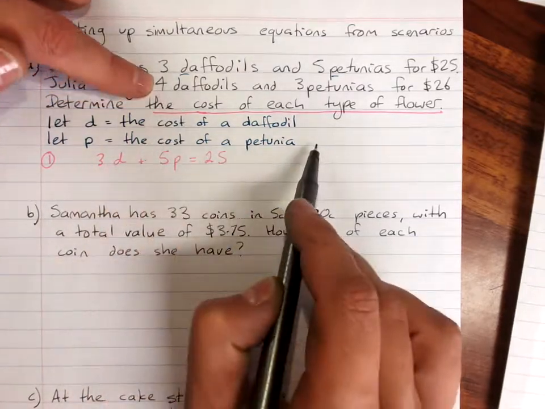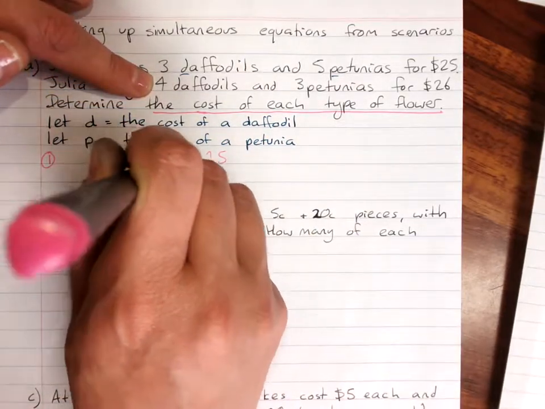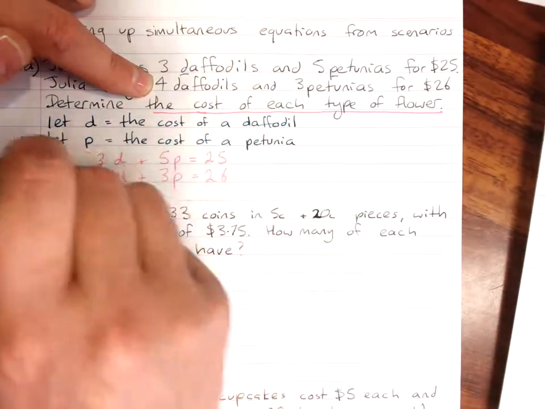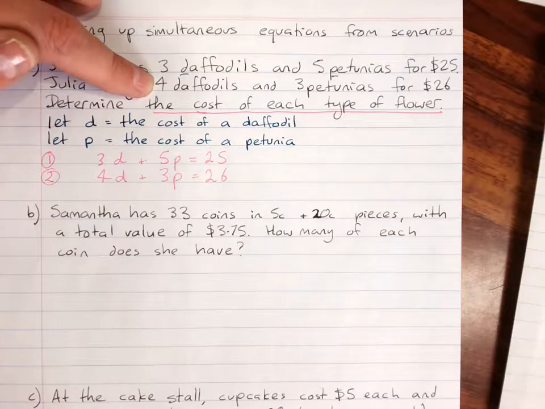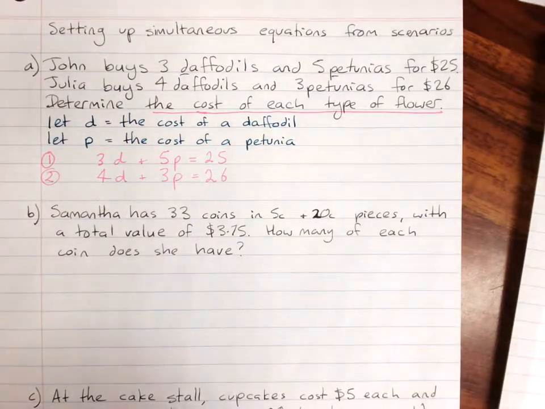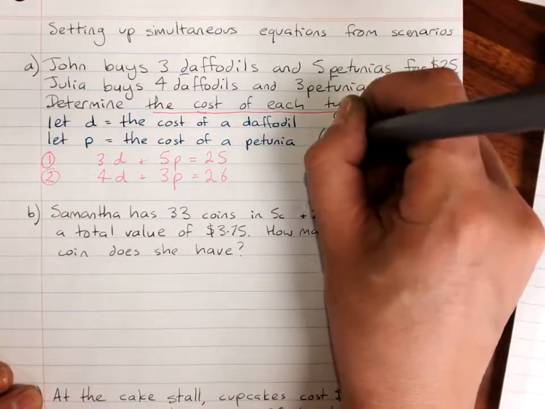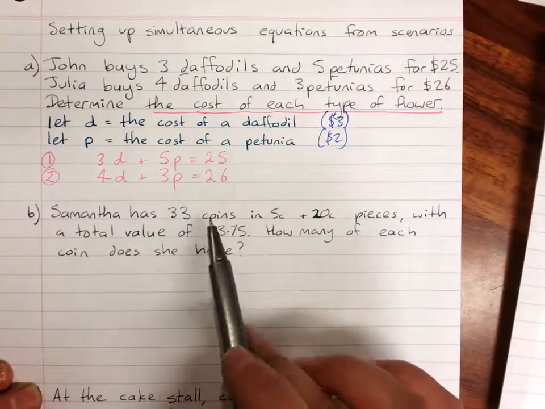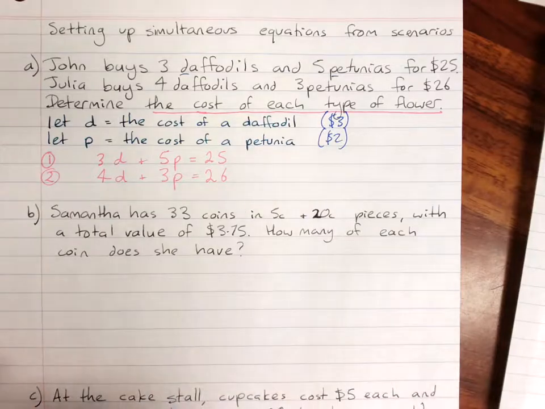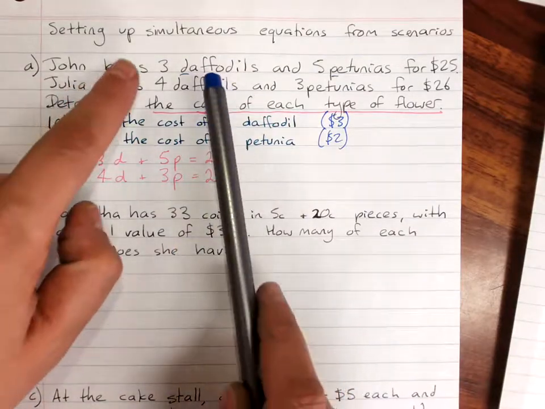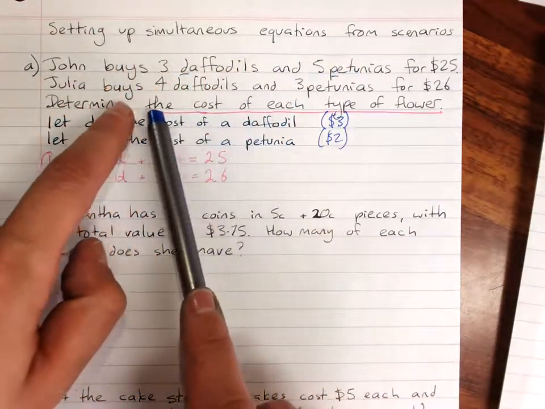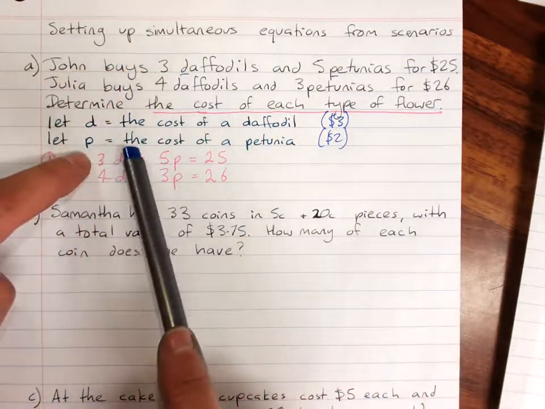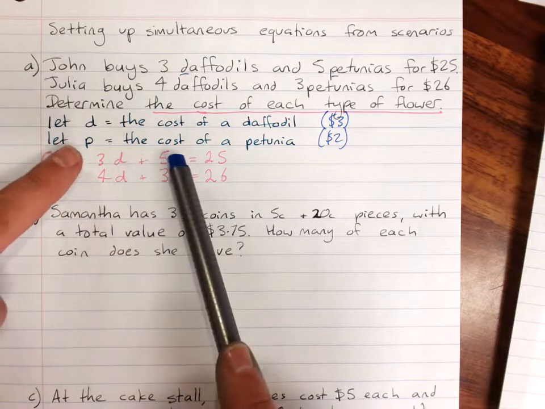4 lots of the cost of a daffodil plus 3 lots of the cost of a petunia was 26. That is equation 2. And if you're interested, the petunias worked out at $2, the daffodils worked out at $3, and if you want to try solving that, that's the answer you should get. So when you're told how many of something you've got and you want to determine the cost, it's going to be multiplying like that.